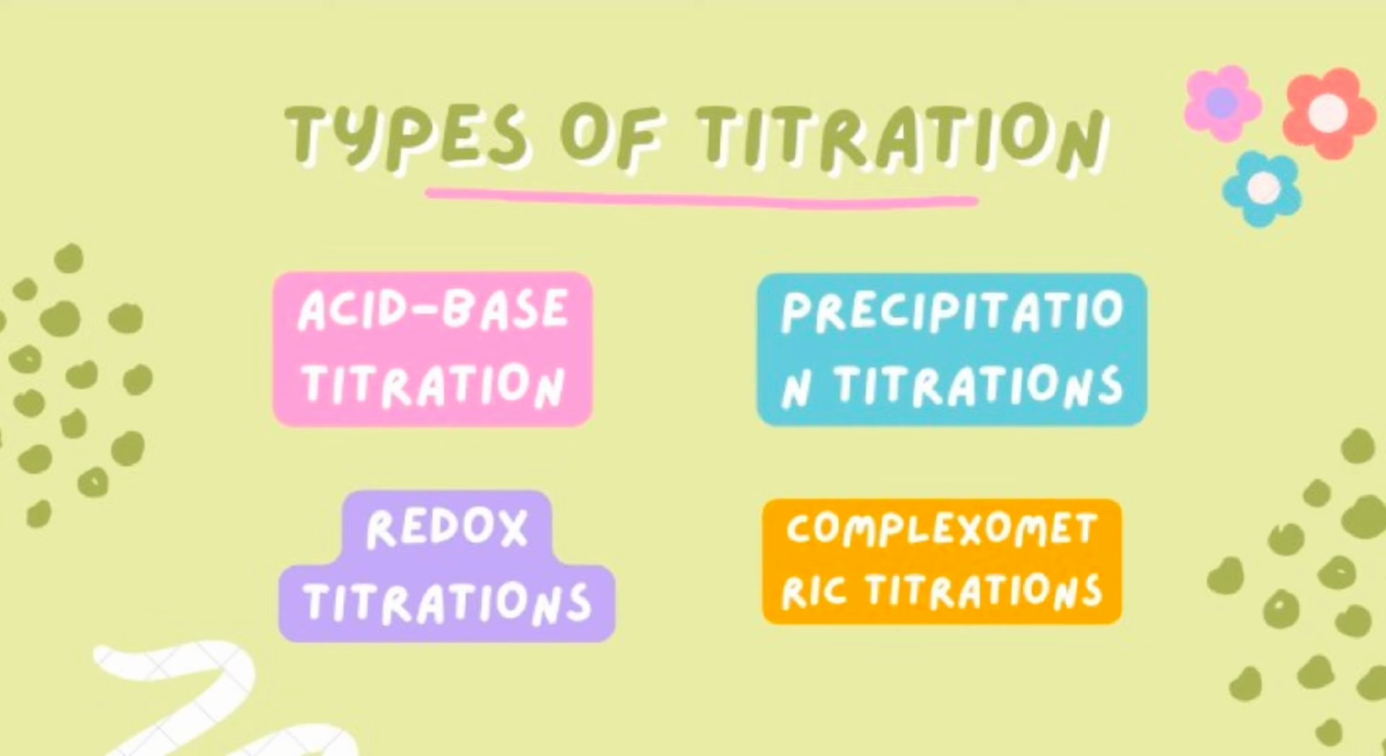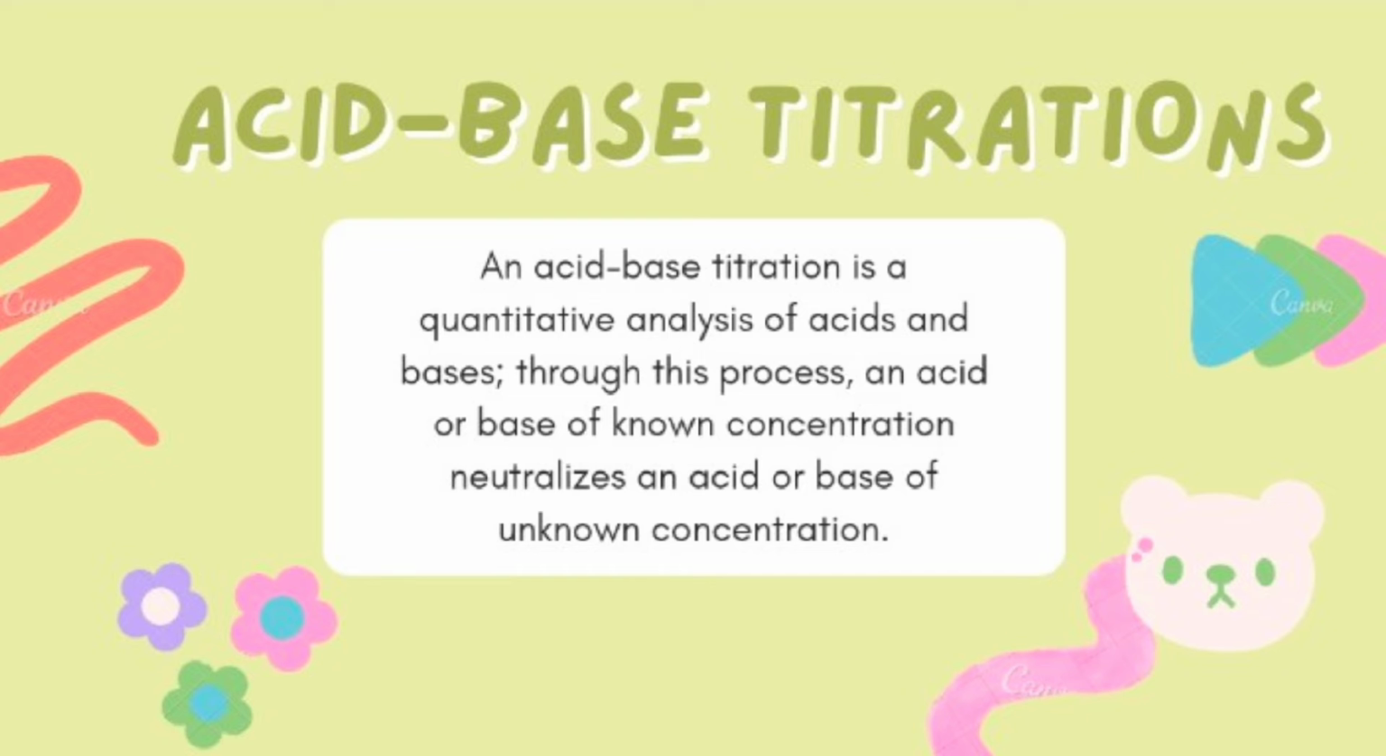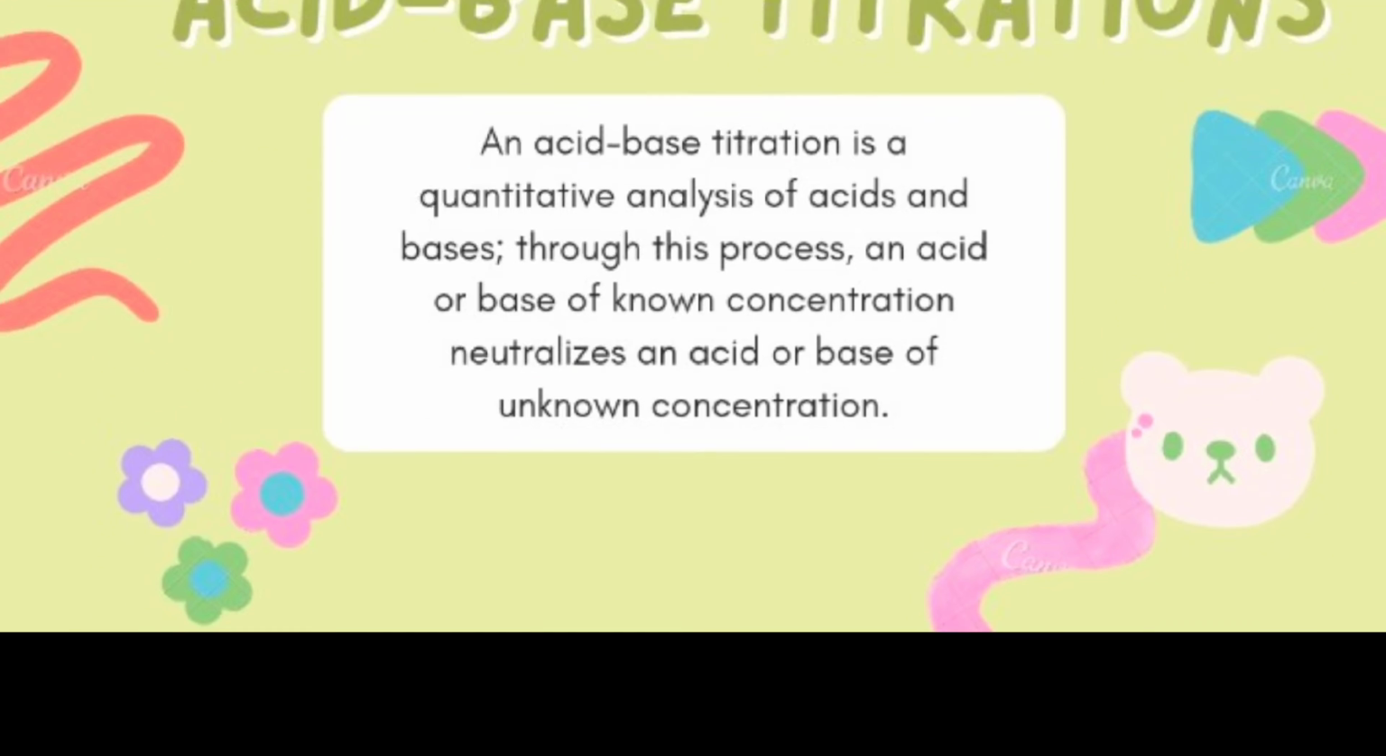So let us go to the four types of titration. First is the acid-base titration. Second is redox titrations. Third is precipitation titrations. And the last is complexometric titrations. First is acid-base titrations. An acid-base titration is a quantitative analysis of acids and bases. Through this process, an acid or base of known concentration neutralizes an acid or base of unknown concentration.